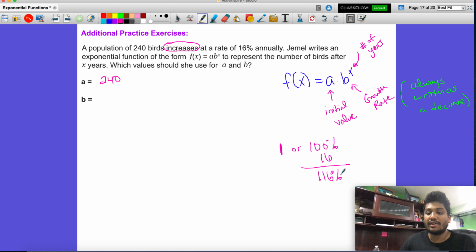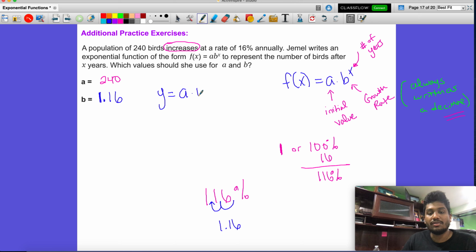But we can't write it as 116% because we need to always write it as a decimal. So to convert from 116%, you start off where the decimal is. If you don't see it, it's always at the end here, and you go back 2 spaces. So 1.16 as a decimal is the same thing as 116%. Okay, so our growth rate is going to be 1.16.